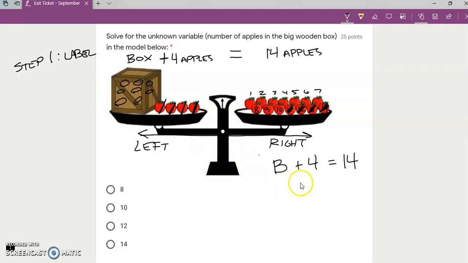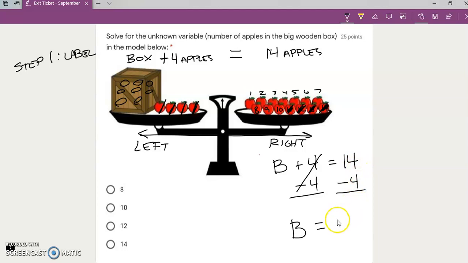So let me double check my answer. Remember, I'm taking away those 4 apples, so I'm taking away this 4 and moving it to the other side also, where I have to take it away. Because I'm doing the opposite of the plus, and the opposite of plus is minus. The reason why I'm doing that is so I can get B by itself on this side. I don't want any numbers on the side where the B is. I just want the variable.